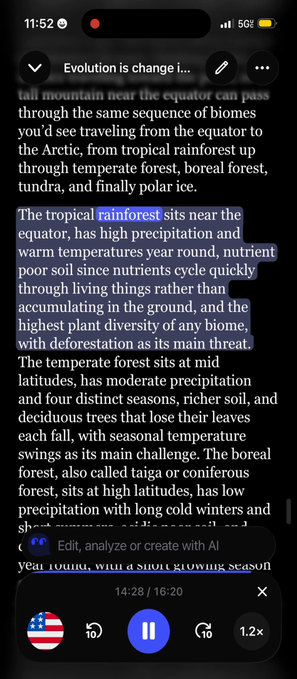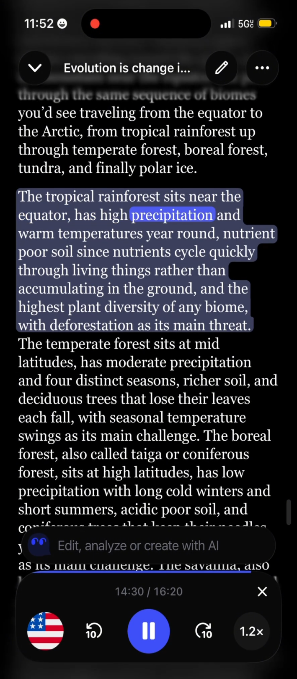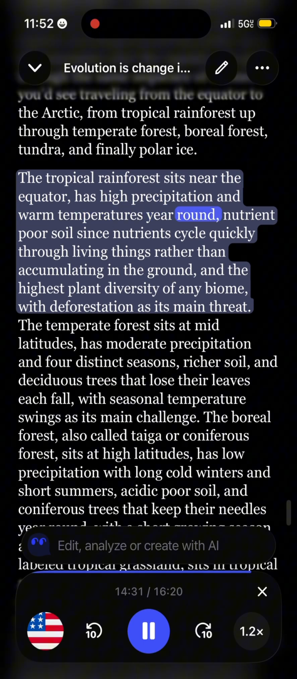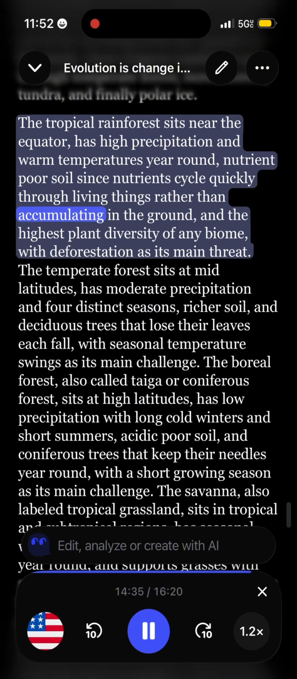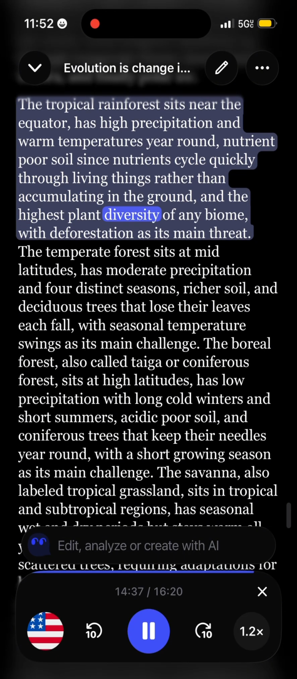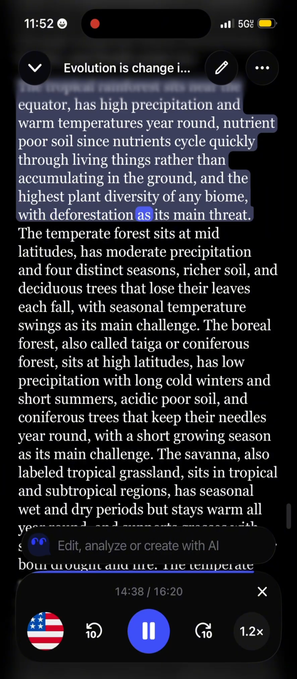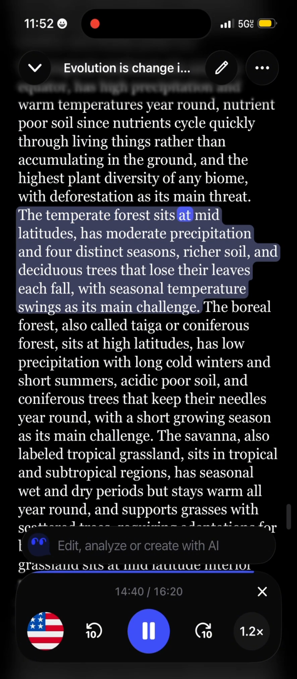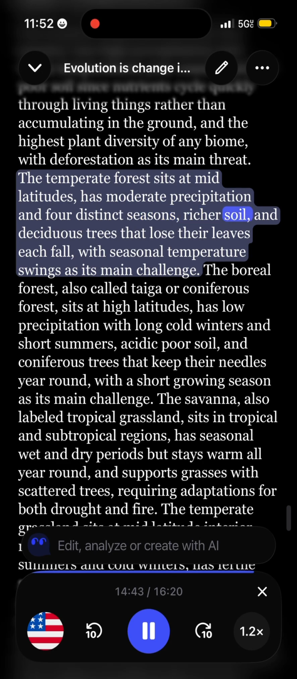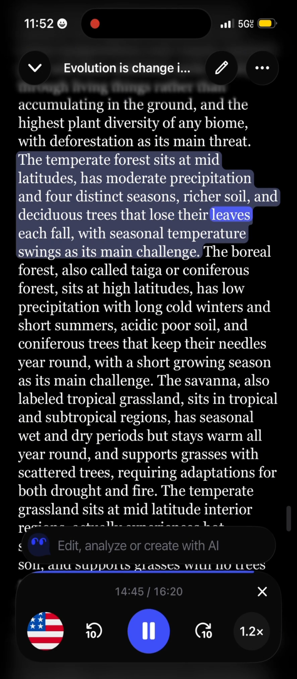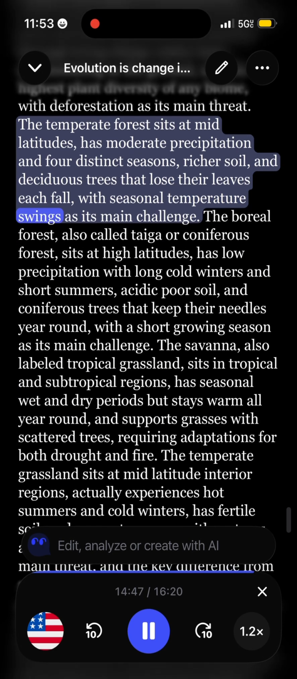The tropical rainforest sits near the equator, has high precipitation and warm temperatures year-round, nutrient-poor soil since nutrients cycle quickly through living things rather than accumulating in the ground, and the highest plant diversity of any biome, with deforestation as its main threat. The temperate forest sits at mid-latitudes, has moderate precipitation and 4 distinct seasons, richer soil, and deciduous trees that lose their leaves each fall, with seasonal temperature swings as its main challenge.